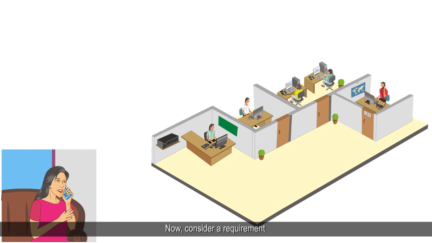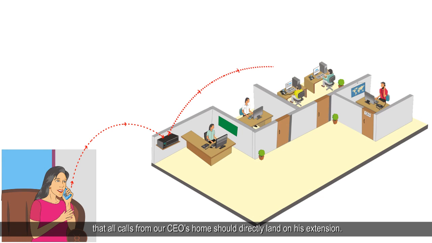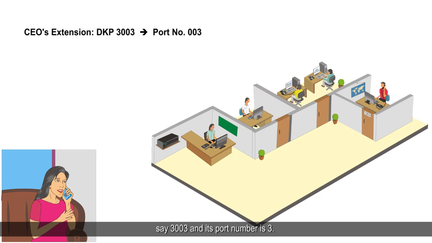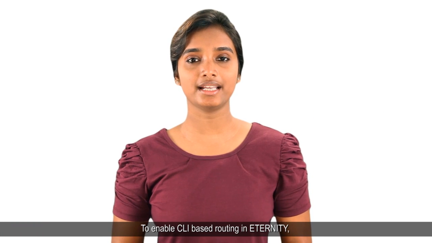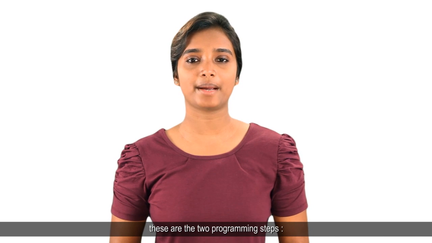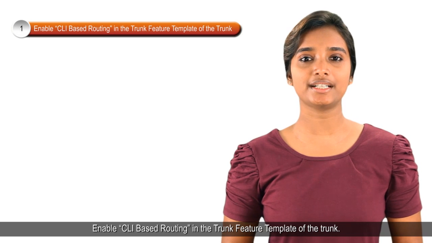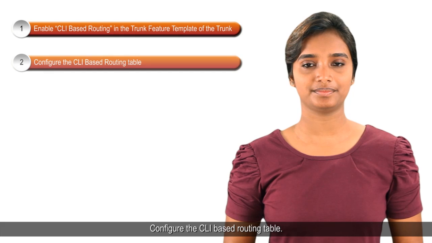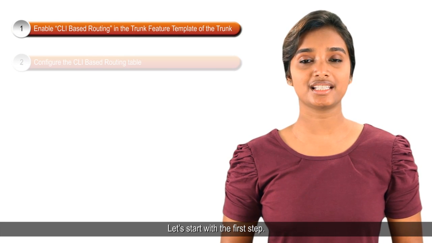Now, consider a requirement that all calls from our CEO's home should directly land on his extension. Suppose CEO is having a DKP extension, say 3003, and its port number is 3. To enable CLI based routing in Eternity, these are the two programming steps. Enable CLI based routing in the trunk feature template of the trunk. Configure the CLI based routing table. Let's start with the first step.